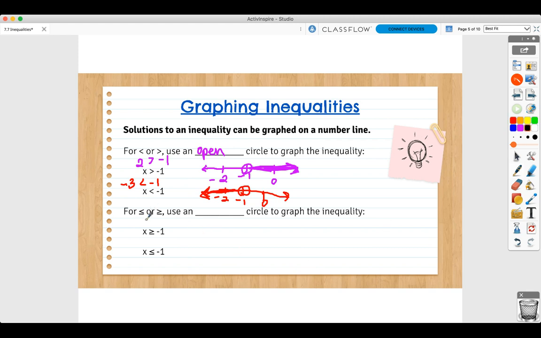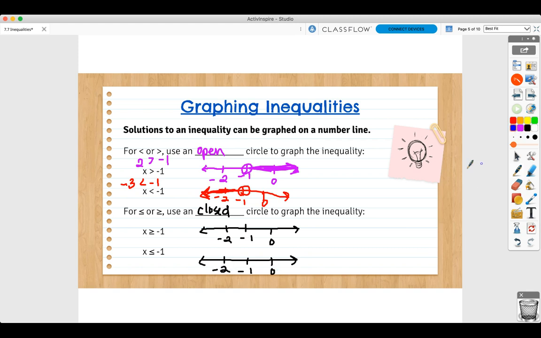For less than or equal to or greater than or equal to, use a closed circle to graph the inequality. So let's draw a number line. I'm going to do it in black, and I can't draw straight lines today. Let's try it again. Right, that's much better. So negative 1, 0, negative 2. And let me just draw the other one down here too. Negative 1, 0, negative 2.